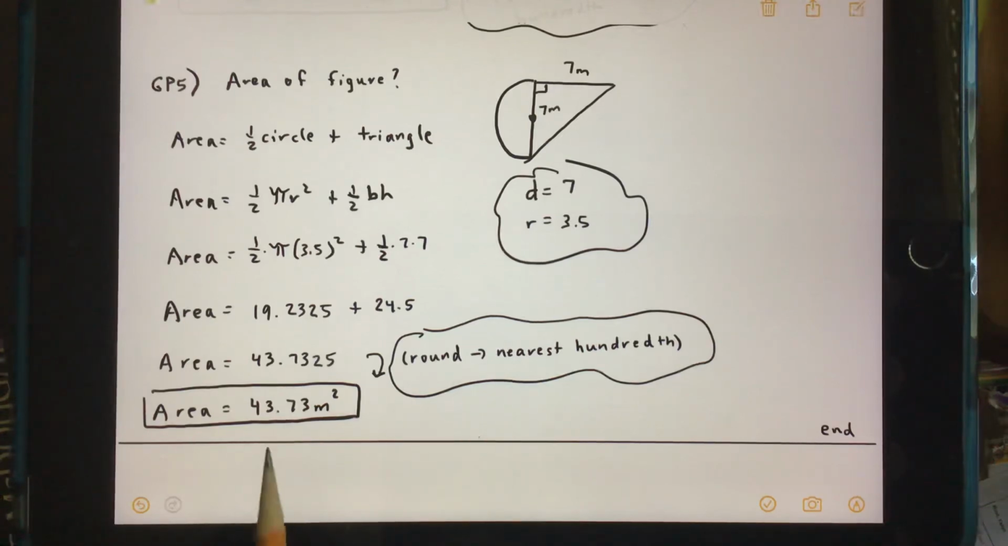I'm going to round that to the nearest hundredth. And my final answer then for the area of that half circle, also known as a semicircle, plus the triangle, will be 43.73 meters squared.